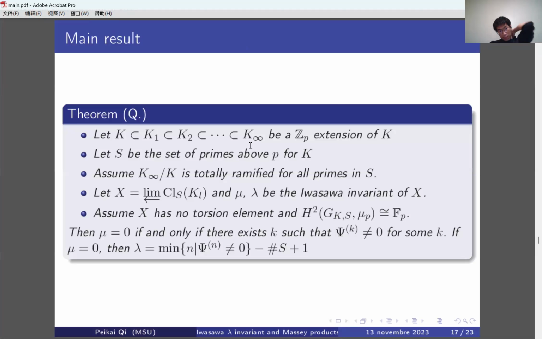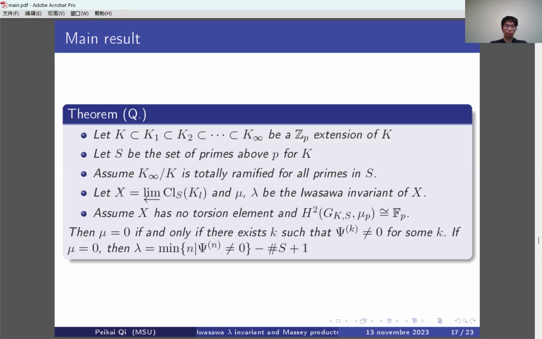Now we can state our main result. Suppose K∞ over K is a Z_p extension, with K_1, K_2 the intermediate layers, and S, as before, is the set of primes above p for the field K. And we assume this Z_p extension K∞ over K is totally ramified for all primes in S. Since S is the set of primes above p, this means K∞ over K is totally ramified for all primes above p.